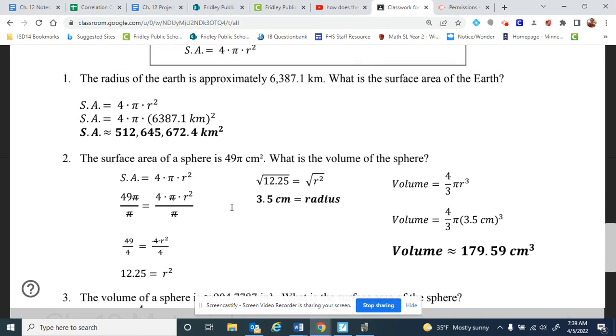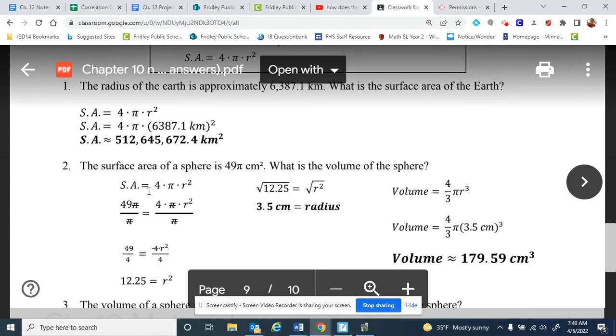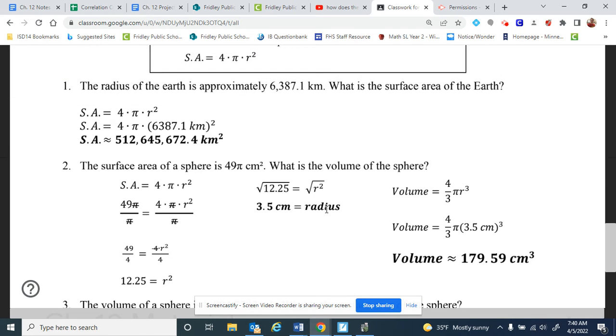The next problem is looking at the surface area of a sphere. Well, they give us the surface area of a sphere. We want to find the volume of the sphere. So this one's a little more complicated because we need to take this formula and work it backwards. We're going to take the surface area of the sphere, find the radius of the sphere, and then turn that into our volume. So it's kind of two problems in one.